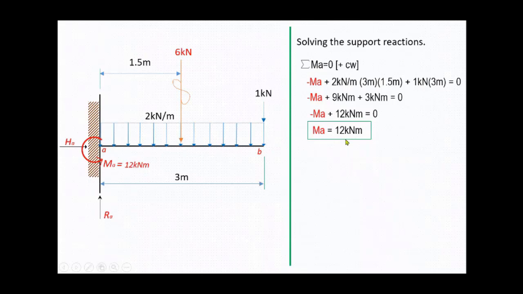Now let's proceed with summation of forces vertical equals 0, positive upward. So first is positive R sub A, since it is upward, minus 6 kilonewton, which is the resultant of the uniformly distributed load, minus 1 kilonewton equals 0. So R sub A is equal to 7 kilonewton. The R sub A result is positive, so our assumed upward direction is correct. Now, if your answer is negative from your assumption, you have to check and correct your direction, because it means that your assumption is wrong.